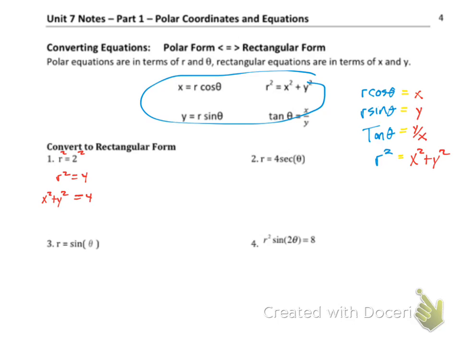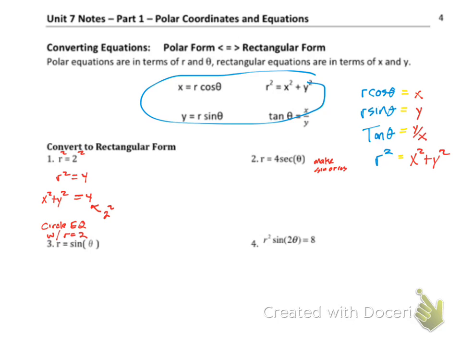It is now converted to rectangular form because there are no more r's or thetas, and we have x's and y's instead. If you go to Desmos and graph r equals 2 or graph x squared plus y squared equals 4, they plot the exact same circle with radius 2. X squared plus y squared equals 4 is in the form of a circle with a center of 0 and a radius of 2. Okay, so now the next one is a secant, r equals 4 secant.